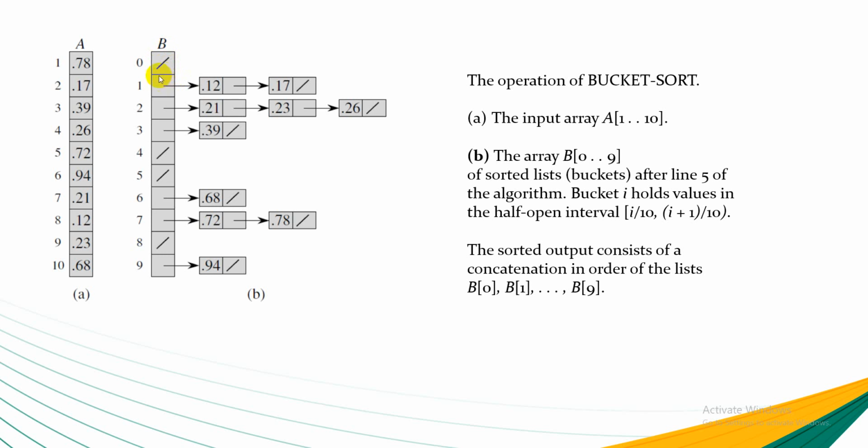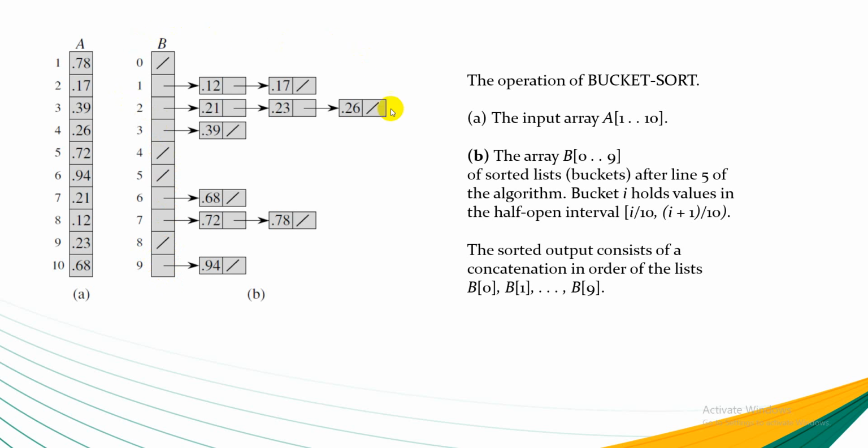The second element in B is a linked list that contains all the elements from 0.1 to 0.2, not included. The third element in B contains all the elements from 0.2 to 0.3, not included. The fourth element from 0.3 to 0.4 not included. The fifth element from 0.4 to 0.5 not included, and so on. And the last element in B is a linked list that contains the elements from 0.9 to 1.